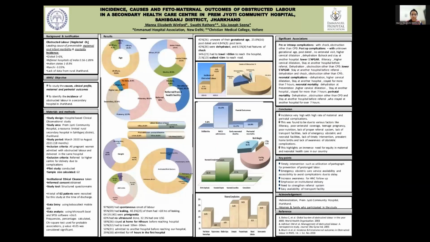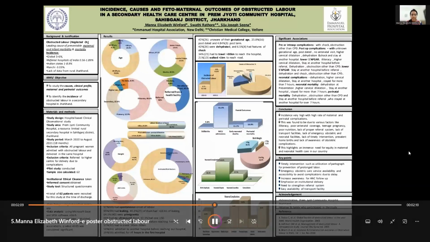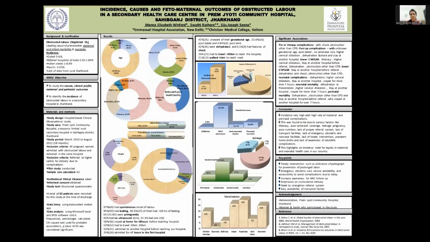50% of the women were at another hospital before being referred to our setup, among which 29% were admitted for over 7 hours in the first hospital. The incidence of obstructed labor was found to be 9.9% in our hospital, which is high as opposed to other states in our country. And the most common cause of obstructed labor was found to be cephalopelvic disproportion, followed by malposition and malpresentation.